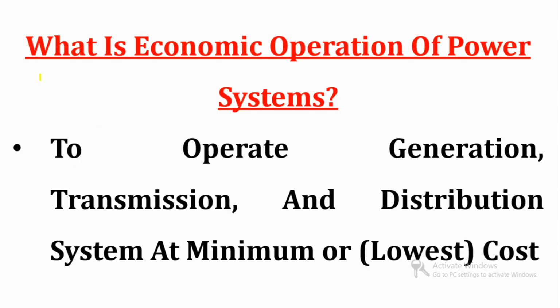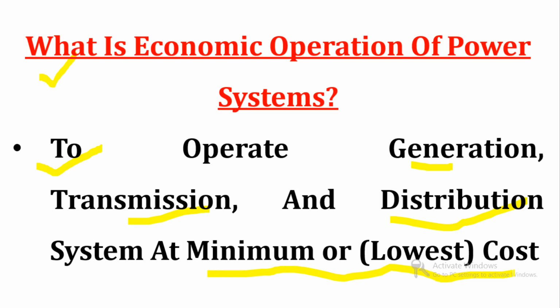Now let's learn about the basic question, that is, what is the economic operation of power system. In the simplest way I can say that to operate the generation system, transmission system and distribution system at their lowest operating cost, that means to operate the generation, transmission and distribution system at minimum cost or lowest cost, that is known as the economic operation of power system.